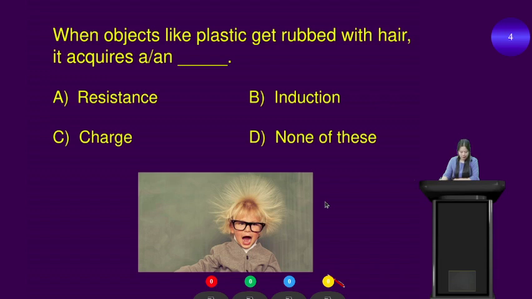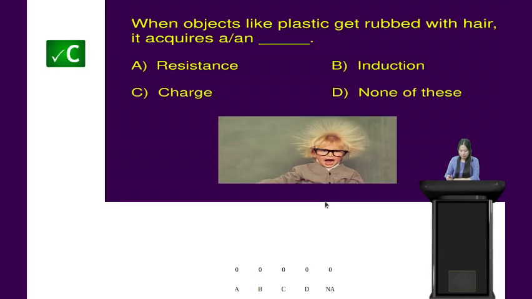Yes, students. Alright, students, your time is up, and yes, good. The correct answer is option C, that is charge. When objects like plastic get rubbed with hair, it acquires a charge, a small electric charge. So the correct answer is option C.